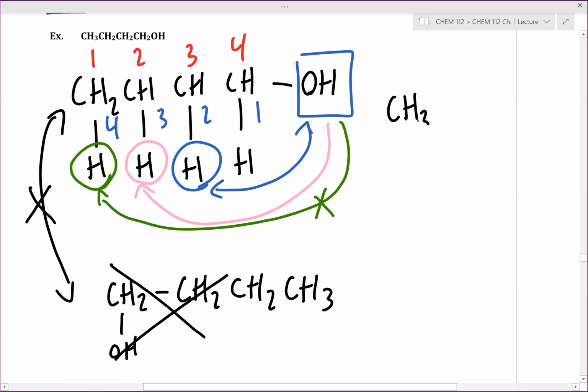So we could have CH3, CH, OH, CH2, CH3. Is this a valid constitutional isomer? Yes. Let's look at our other potential swap, and you may notice something a little bit interesting here. If we compare these two possible constitutional isomers, have I drawn the same molecule again? Yes.